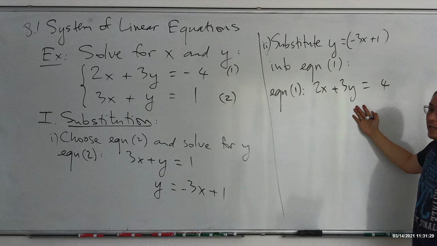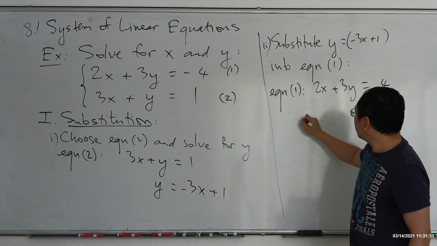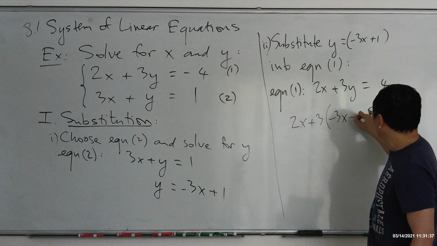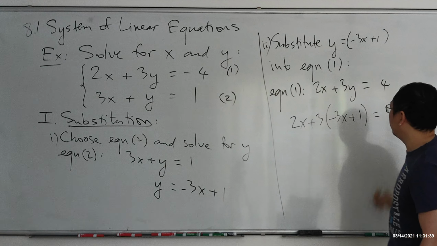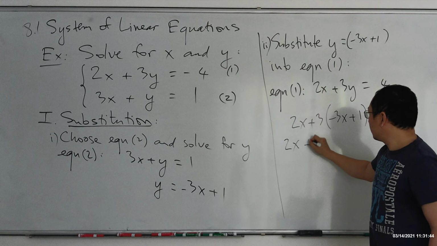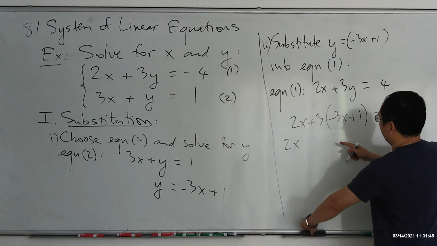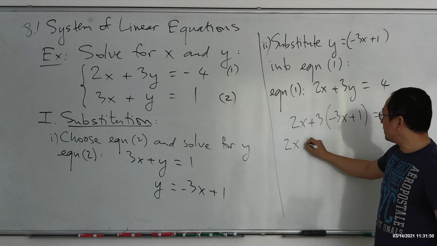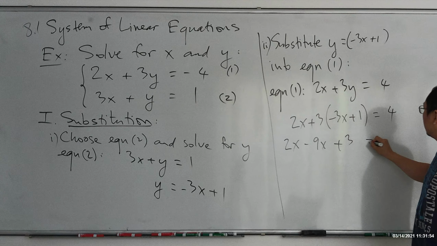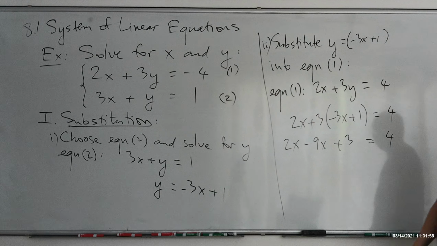So now whenever I see a y, I'll replace it by -3x plus 1. This is the same as what? 2x plus 3 times (-3x plus 1) equal to -4. And then I can solve for x from here. Simplify. 2x plus, it's going to be minus because I do the distribution. 3 times -3x is -9x. And plus 3 times 1 is 3 right here, equal to -4.